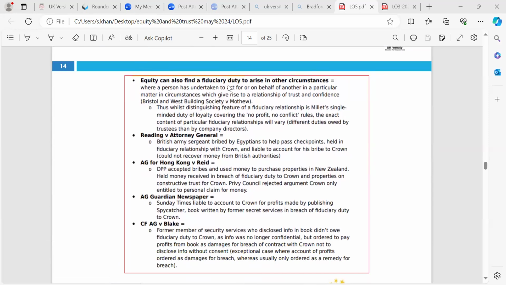So equity can also find a fiduciary duty to arise in other circumstances, where a person has undertaken to act for or on behalf of another in a particular matter in circumstances which give rise to a relationship of trust, as in the case of Bristol and West Building Society v Mothew. Thus, whilst the distinguishing feature of a fiduciary relationship is, per Millett, the single-minded duty of loyalty covering the no profit, no conflict rules, the exact content of particular fiduciary relationships will vary, from duties owed by trustees to those of company directors.